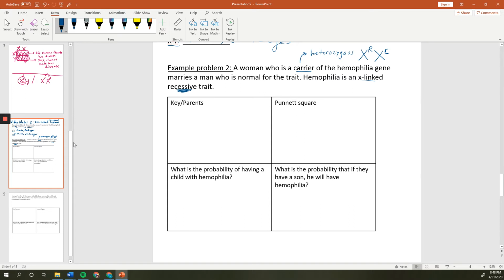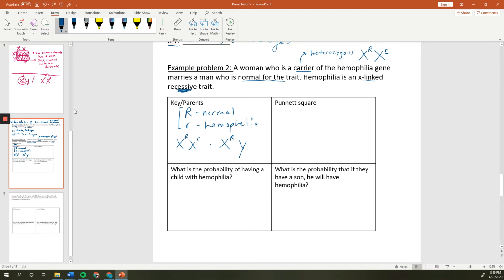And then she marries a man who is normal for the trait. So let's write the key over here. The key is just going to be normal blood clotting. If you remember, hemophilia is a blood clotting disorder. So that's still our key. And then we have to do the parents. The parents are going to be X, and we already wrote the woman's. She's a carrier for it, but doesn't have the disease herself. And he is normal, so he has X big R Y. What goes here? Nothing. I'm even going to erase that so you don't copy that down.